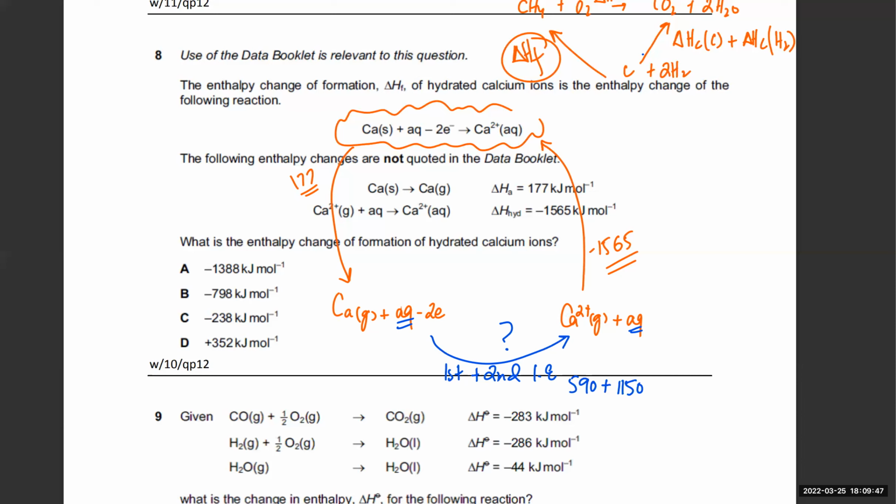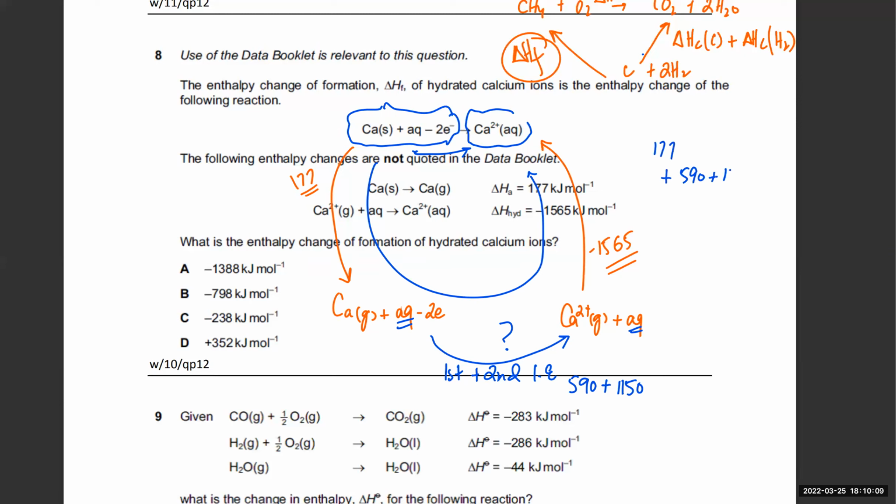And like if I can, so you have to go all the way from this point to that point, right? So that's your one path, the one direct path, the other one is the indirect path. And both of them are going to be equal. So your indirect path is 177 plus 590 plus 1150. And then there is minus 1565 as well. So what do you get? 352, sir. So I got D as my answer.